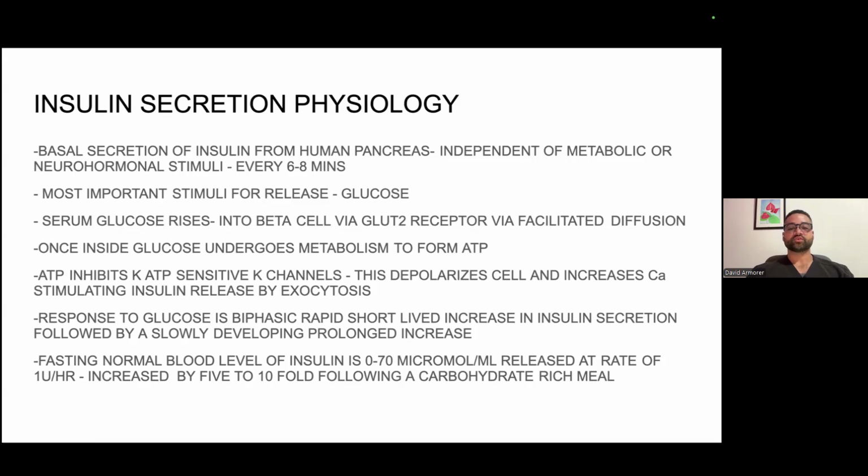You have a rapid, short-lived increase of insulin secretion, followed by a slowly developing prolonged increase. The fasting normal blood level of insulin is 0 to 7 micro-units per milliliter, released at a rate of 1 unit per hour, and it's increased by 5 to 10-fold following a carbohydrate-rich meal.